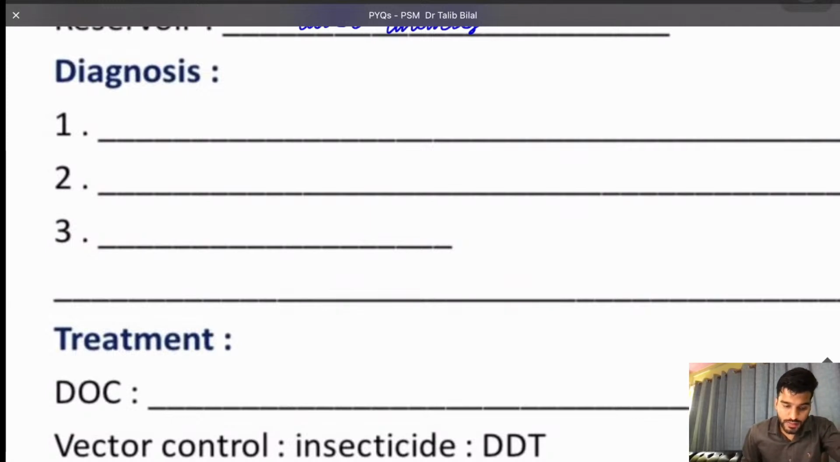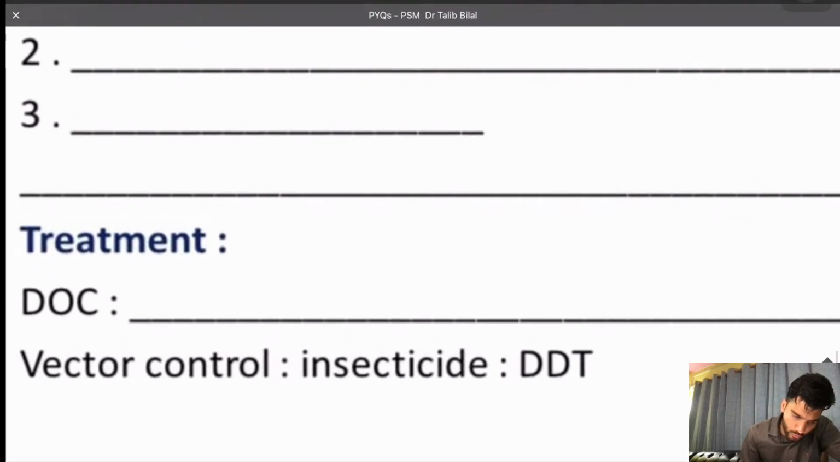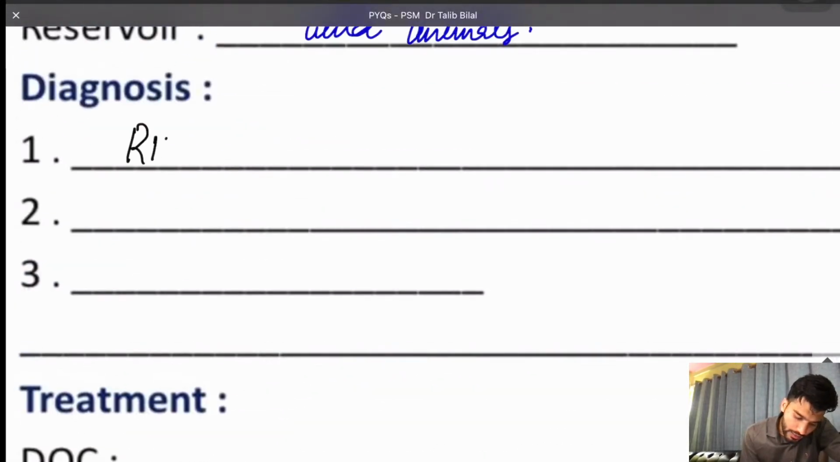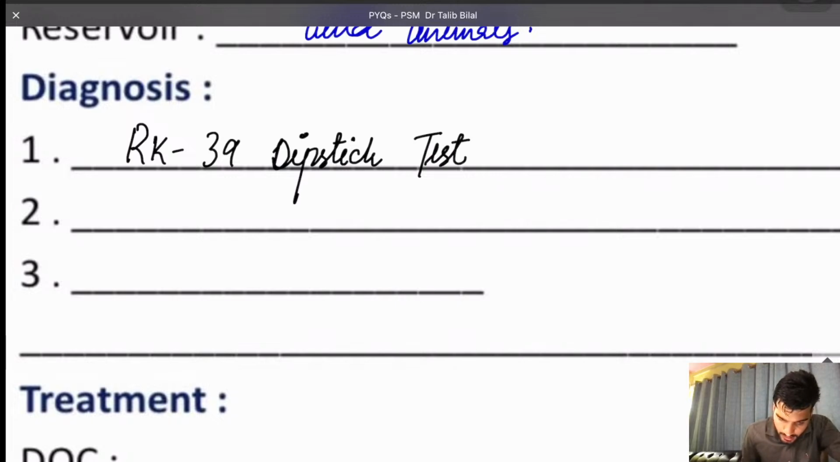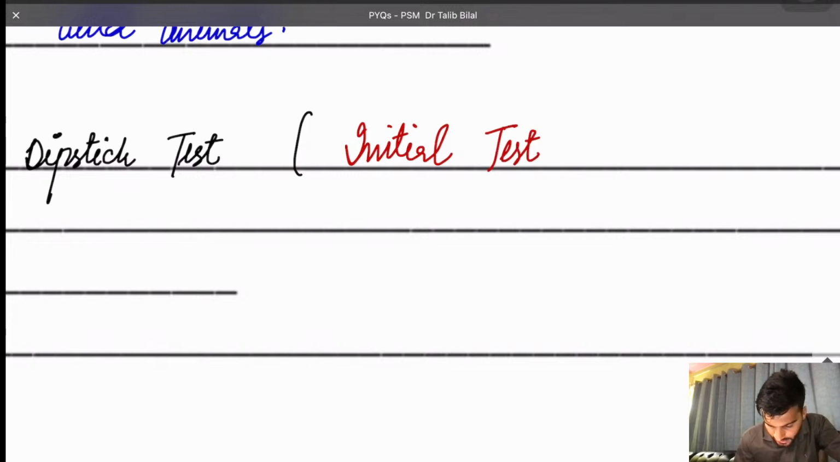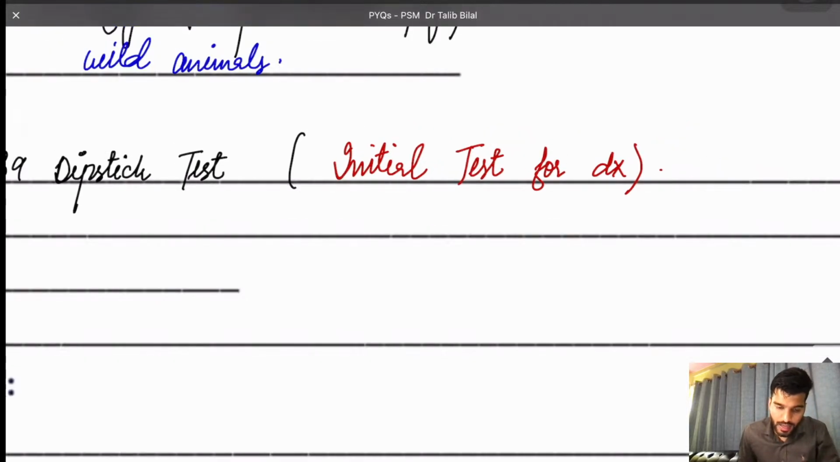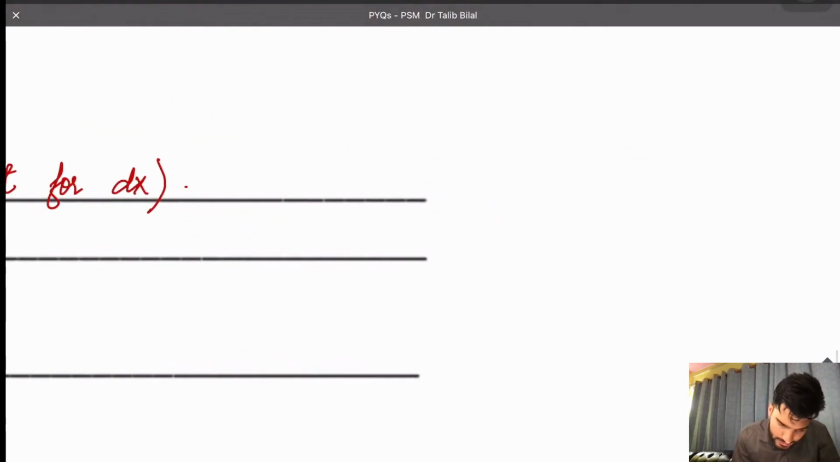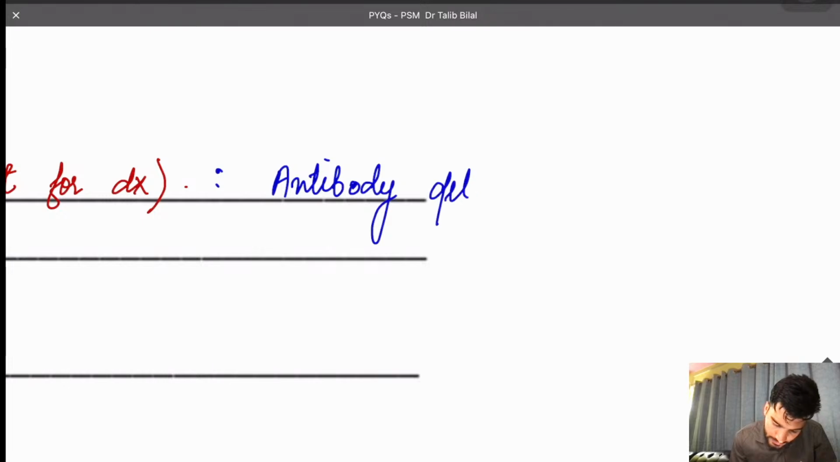About the diagnosis, guys, remember the first test that we do, the initial test for diagnosis, very important: the RK39 dipstick test. That's the initial test for diagnosis. And what exactly is this test, guys? It is an antibody detection test in urine and blood.